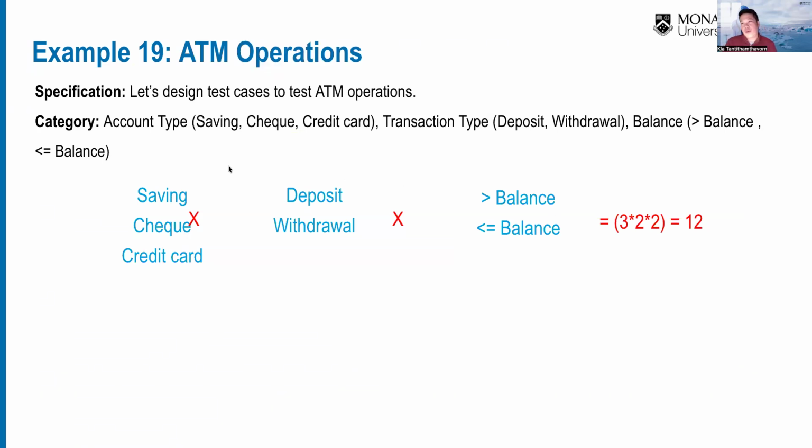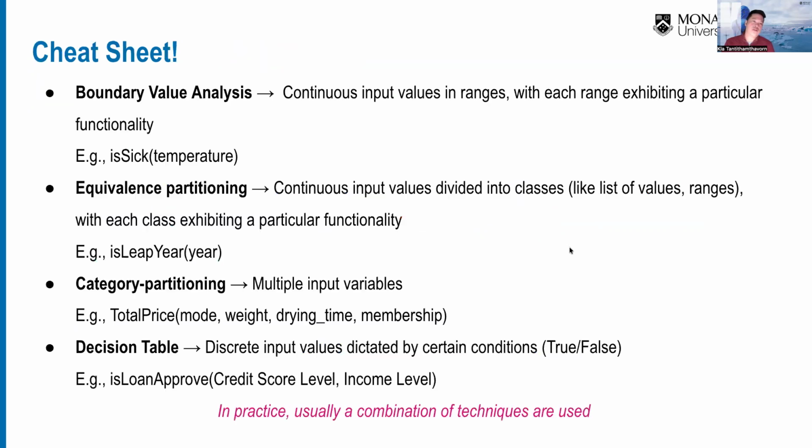All right. We have three types of account: saving, checking, and credit card. We have two types of transactions, deposit or withdrawal. Sometimes whether the operation can be done or not really depends on whether you have the right balance or not. Let's say you want to withdraw, the balance should be greater than what you want to withdraw. So there are multiple scenarios here. Three options of account type, two for the transaction type, two for the balance, and in total you got 12. Okay, 3 times 2 times 2 equals 12.